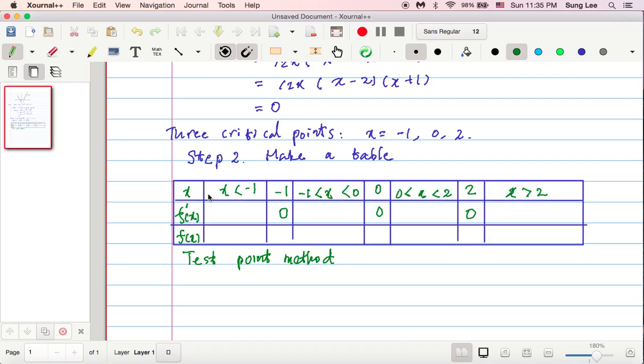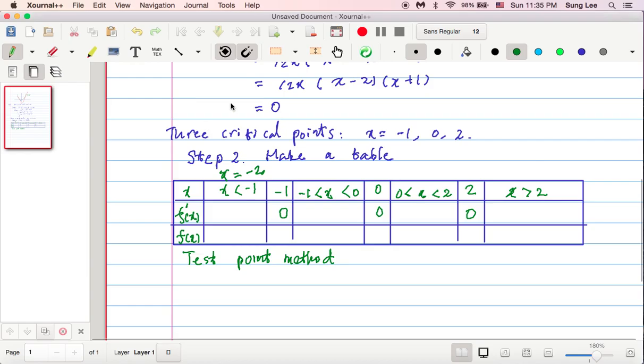So in this case, our interval is negative infinity to -1, x less than -1. Normally I would pick the simplest number within that interval, one that's easy for you to calculate. You can choose any number as a matter of fact, but I'm going to choose the test point x equals -2.